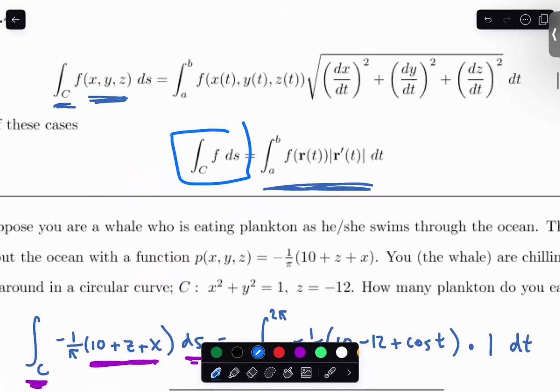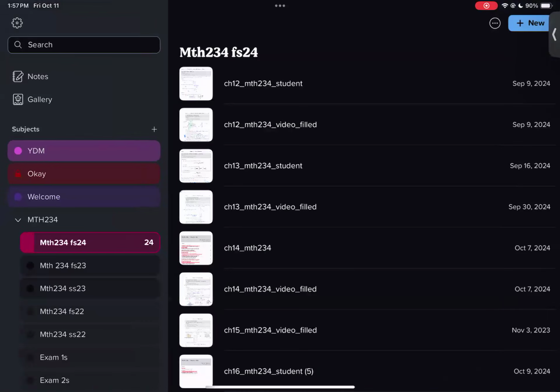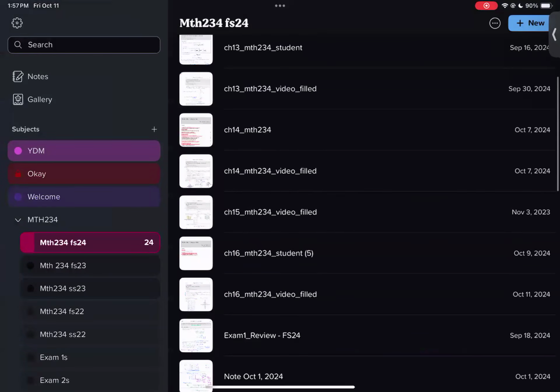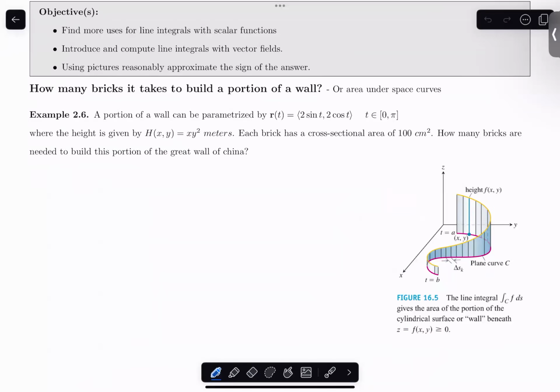But this is just saying that we can add up other functions along the curve. This was a little bit of a silly one of eating plankton, so we're adding up the number of plankton. But as you can see in our new stuff for today, we can add up other things. So for instance, we have a height function. And as we travel along this curve, we can add up the heights. And this is going to give us the area under the curve in a 3-dimensional sense.